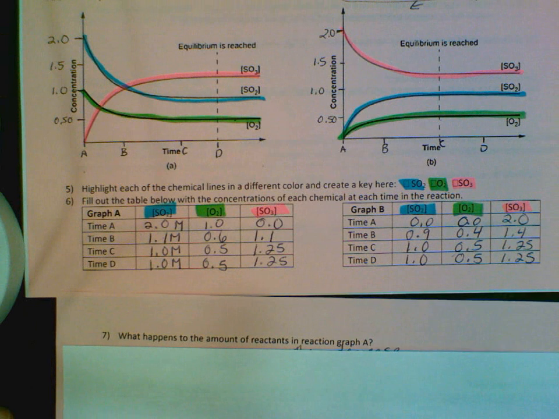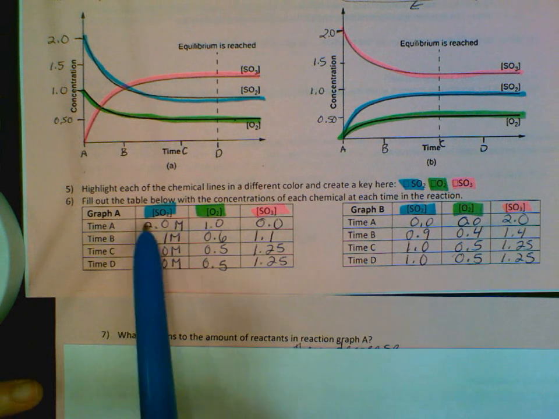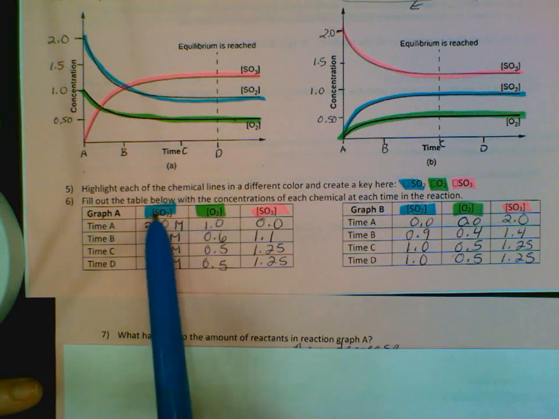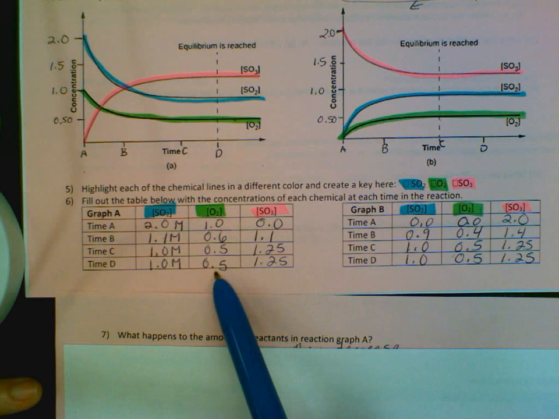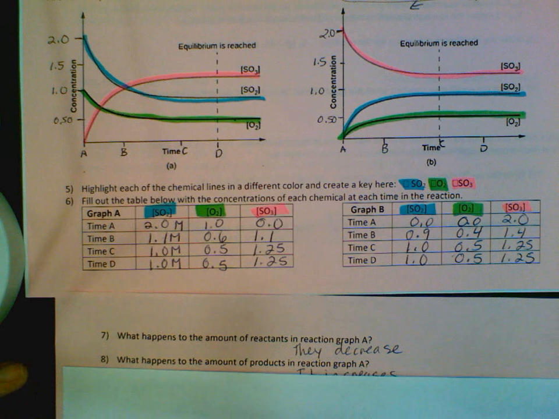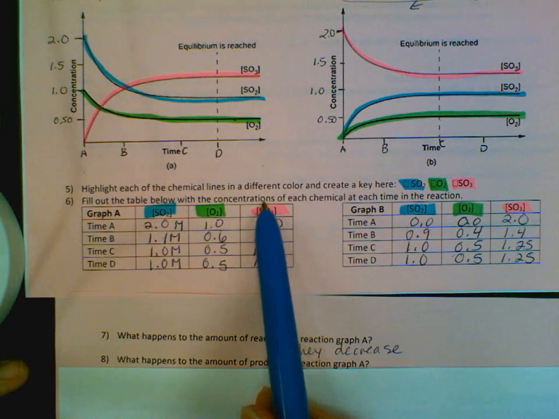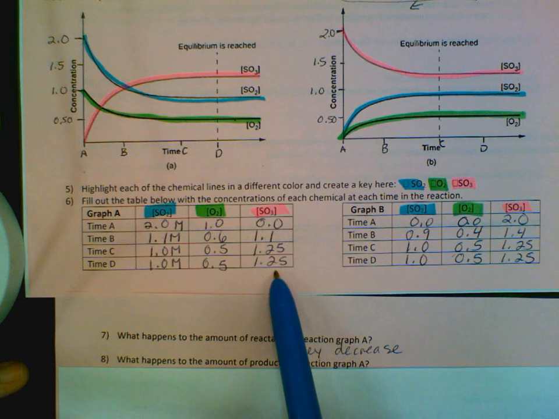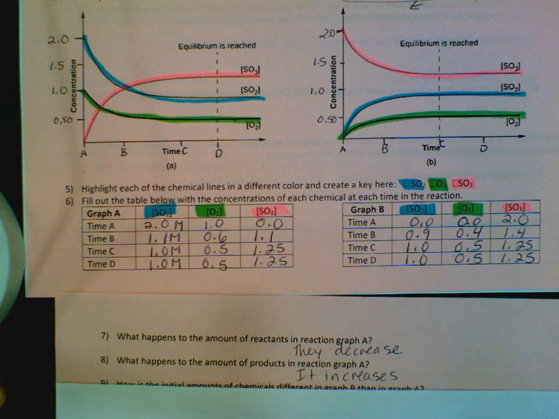So our first question is, what happens to the amount of reactants in graph A? So our reactants are SO2 and O2. We can see that their amounts are decreasing over time, decrease. Number 8 says, what happens to the amount of products in graph A? Our product SO3 is increasing, so it increases.